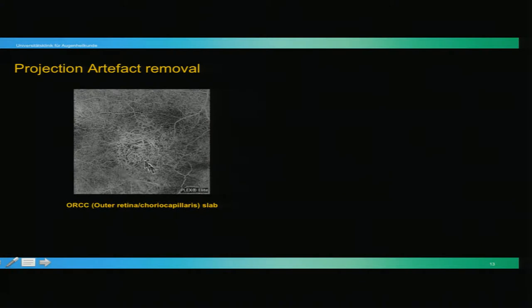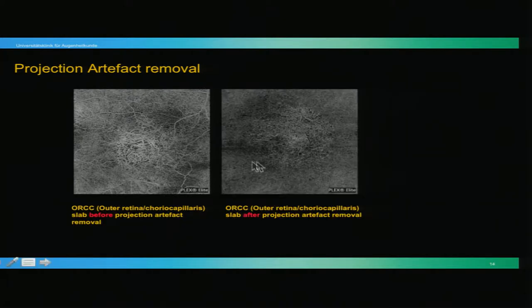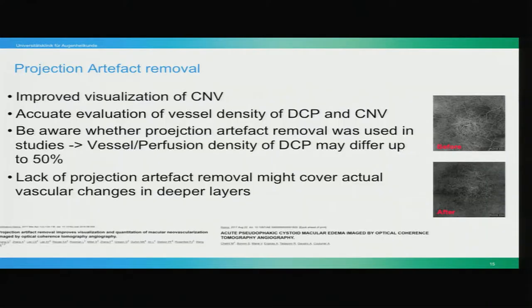For example, when you look at this image here, it's a slab of the outer retinal core capillaries. You may think, is there a CNV, is there no CNV? And when you do the projection artifact removal, you see that it looks completely different, and you can definitely see that there is no CNV lesion there.